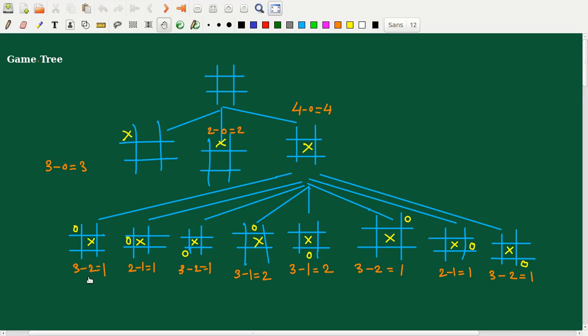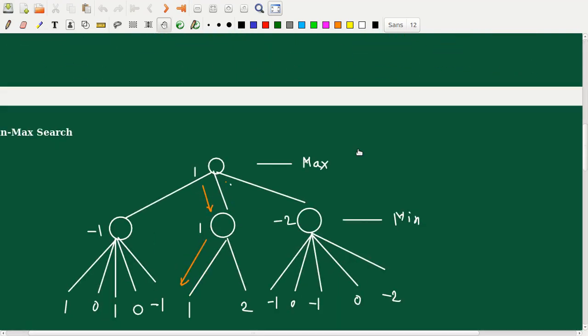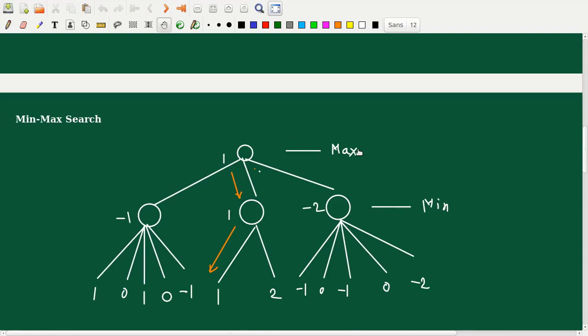So this is about the game tree, in which one player plays at one level, after that its opponent plays. In this way the process goes on one after another, and the tree construction and the exploration of chances of winning continues. Next we'll take into consideration the next technique, called min-max search.